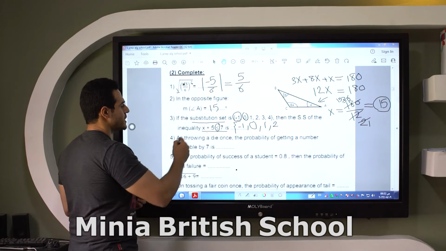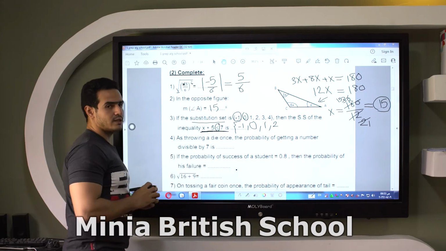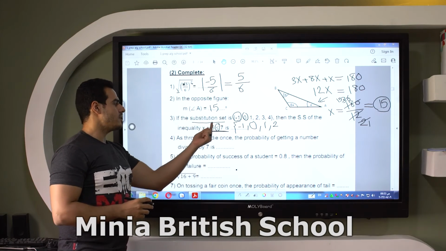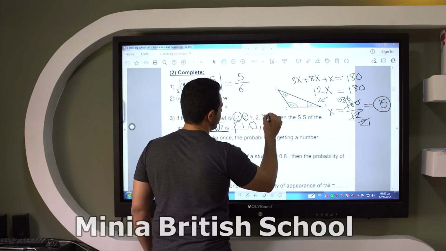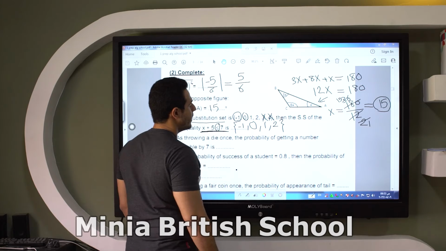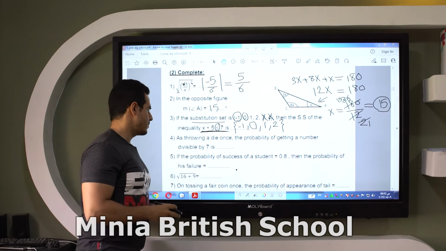3: 3 plus 5 equals 8, but 8 doesn't satisfy this inequality. So 8 is not smaller than or equal to 7. So I will not take 3 and not take 4. So our solution set is -1, 0, 1, and 2.